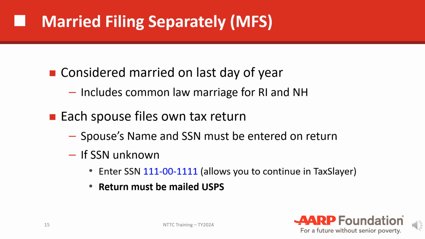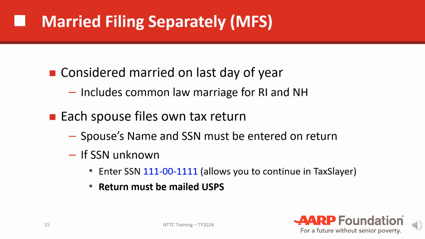Married couples that file separately have to be considered married on the last day of the year, as it would be with married filing jointly. It includes common law marriages as well, just like married filing jointly. Each spouse files their own separate tax return. Spouse's name and social security number must be entered on their return. So if you file a married filing separate return, you need to put your spouse's social security number and name on that tax return as well.